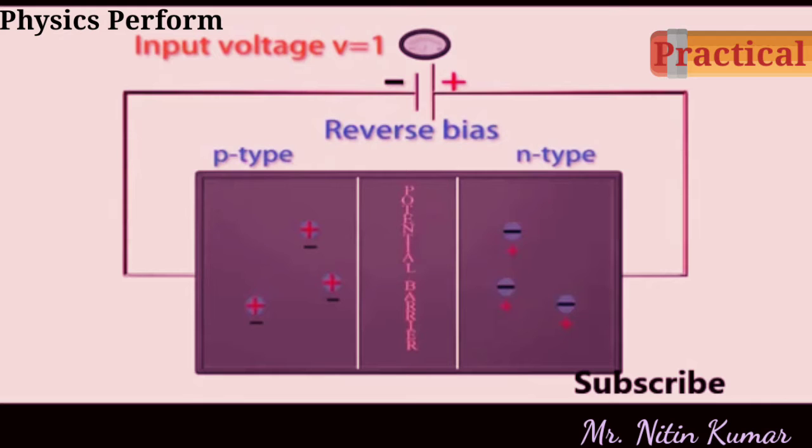These free charge carriers are attracted away. As the charges do not cross the junction due to the potential barrier, no current flows through the circuit. By increasing the voltage further, the concentration of the minority charge carriers increases and they move towards the junction and cross it. As a result, a small current flows through the junction.